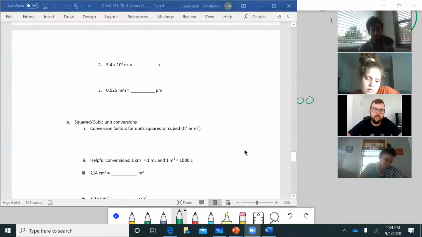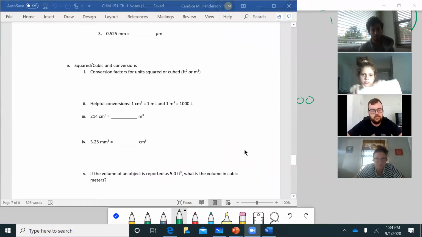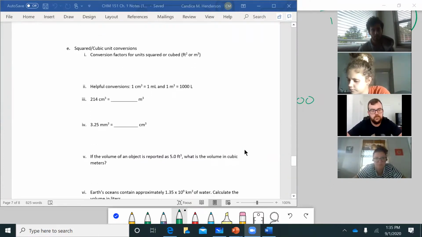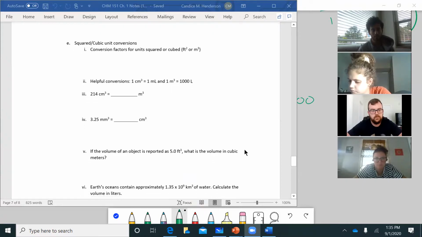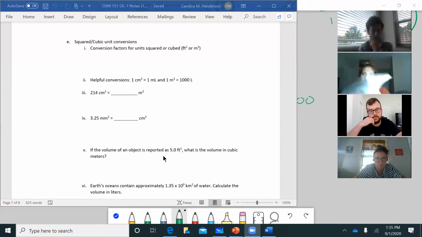All right. Yeah, let's look at some squared things. All right, so some helpful things to note. 1 centimeter cubed is equivalent to 1 milliliter. I think we already talked about that. 1 meter cubed is equal to 1,000 liters. So.